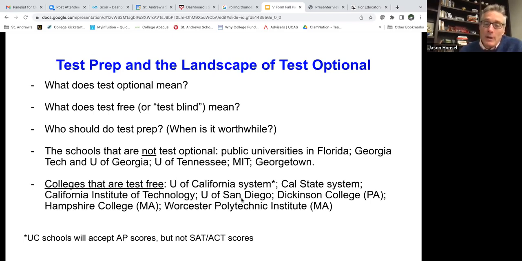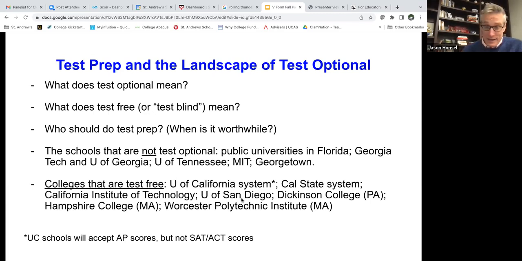And then, a part of that is there are some schools, particularly public universities, University of Florida and Florida State, all the public schools in Florida, Georgia, Tennessee, and of the private schools, Georgetown and MIT are the two that do require testing. So if they end up on a student's radar, we'll obviously make sure that they pursue the testing. And then the last group of schools are schools that won't look at scores.